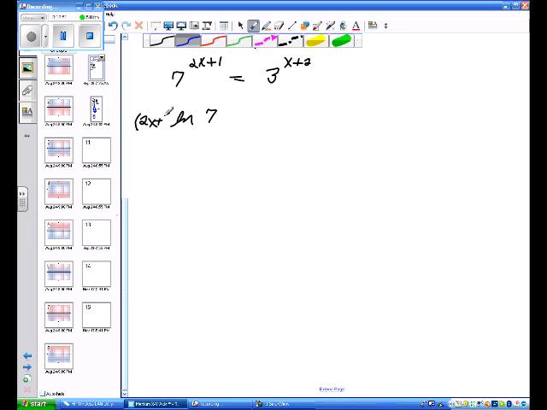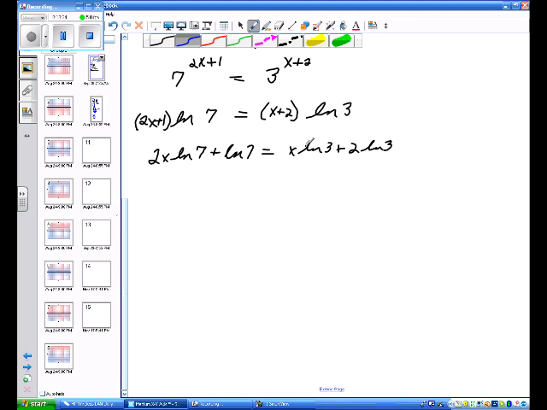And I put it in parentheses because it's that whole power times my log is equal to the natural log of 3 raised to the x plus 2. So the power times the log. Okay, I need to distribute, and so I would have 2x log 7 plus log 7 is equal to x log 3 plus 2 log 3.